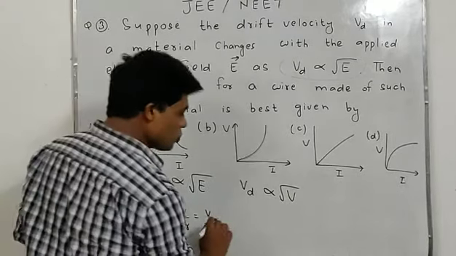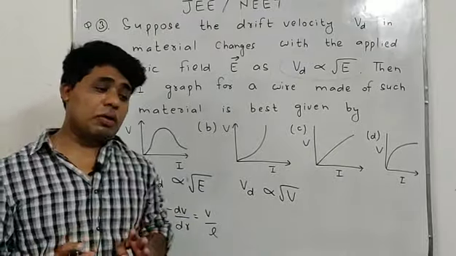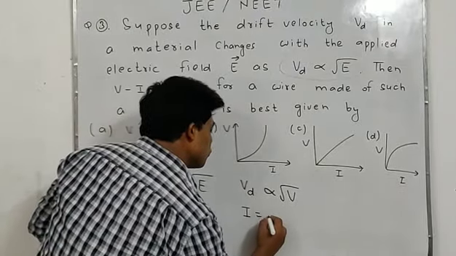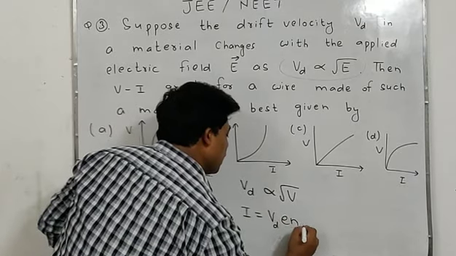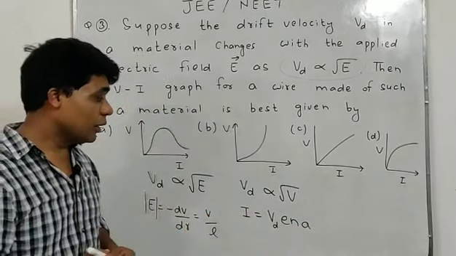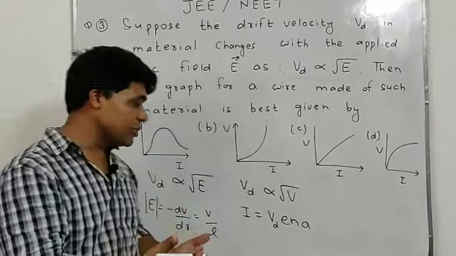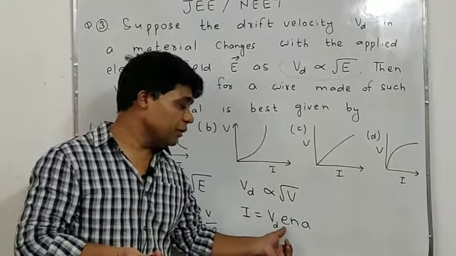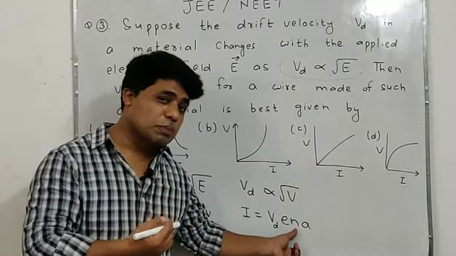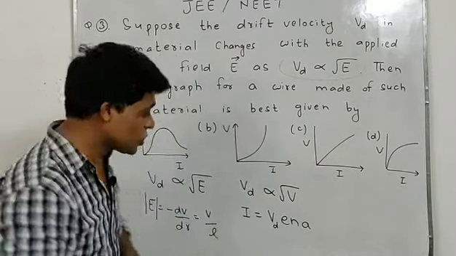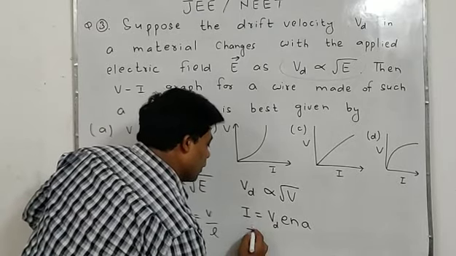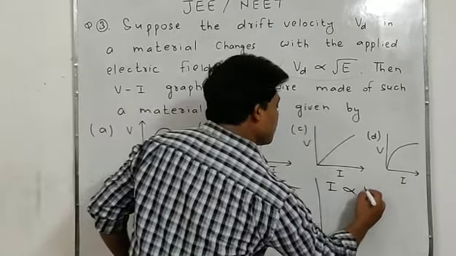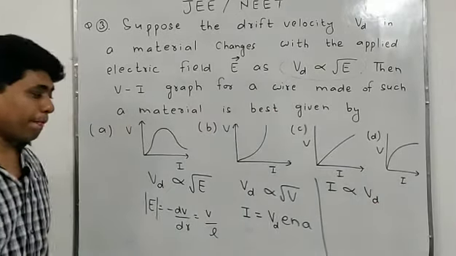Now students, one more thing we did. What is the relation between current and drift velocity? I equals n Vd e A. This is how we can remember it. Vd is drift velocity, e is the charge of electron, n is the number of electrons per unit volume, and A is the area of cross section. Look at current. On account of that, current is directly proportional to drift velocity.